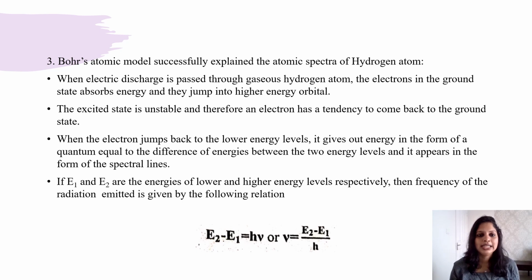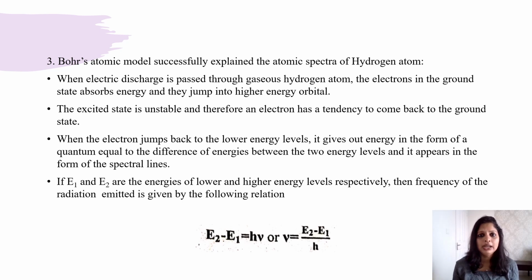And the third merit is that Bohr's atomic model successfully explained the atomic spectrum of the hydrogen atom. That is very, very important as far as Bohr's model is concerned. It says that when an electric discharge is passed through hydrogen, the electron in the ground state absorbs some energy and jumps into higher energy states. As you all know, the excited state is not stable.